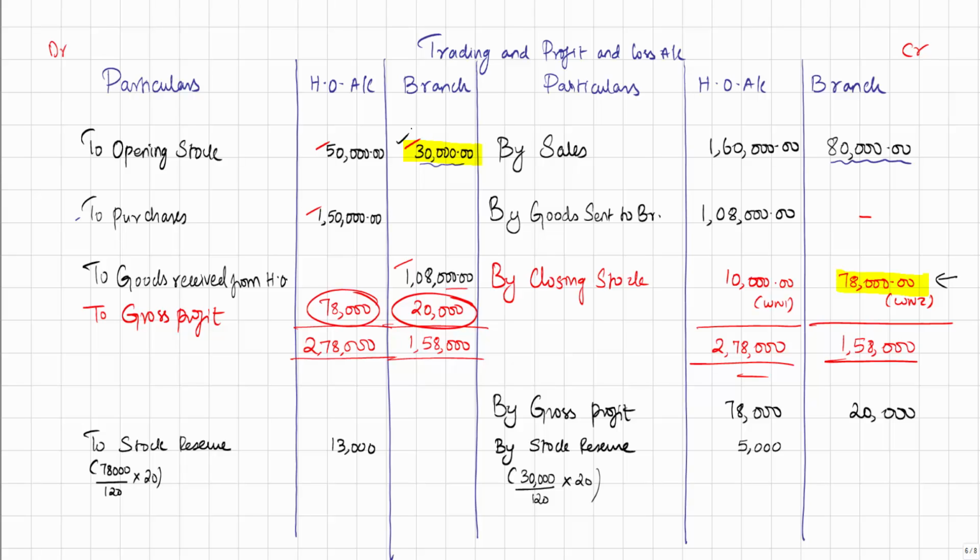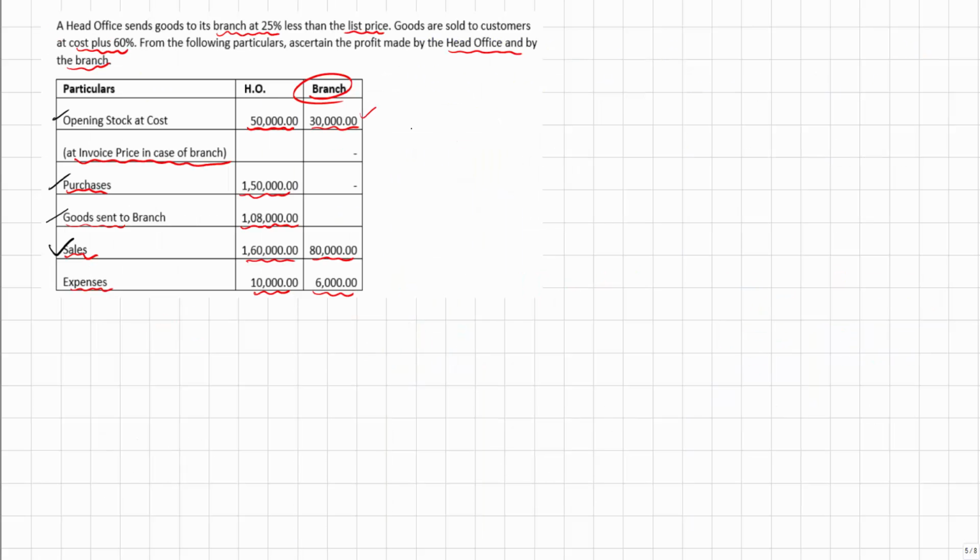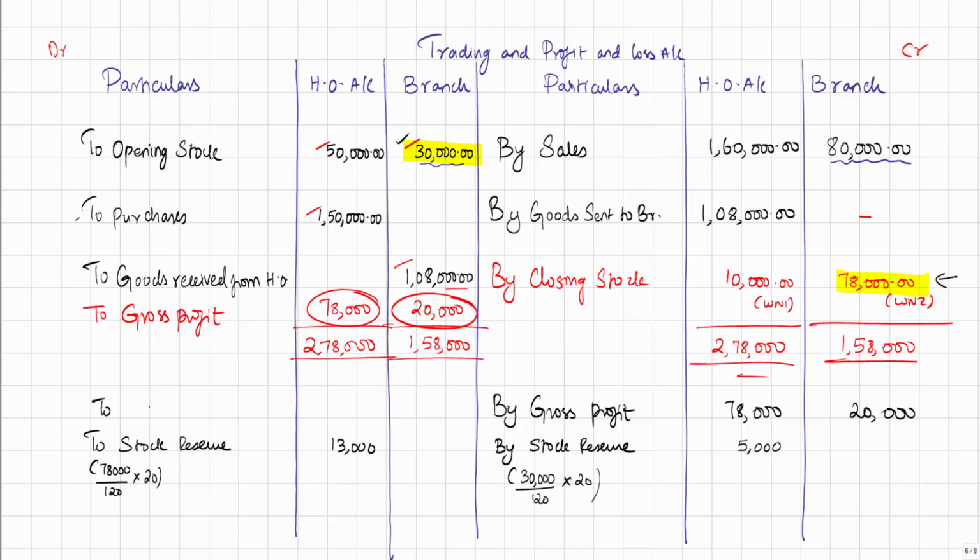Okay, now we have to check whether there are any expenses. Yes, question says there are expenses at HO 10,000, branch 6,000. Let's capture that. Two expenses at HO level, it is 10,000. At branch level, it is 6,000.